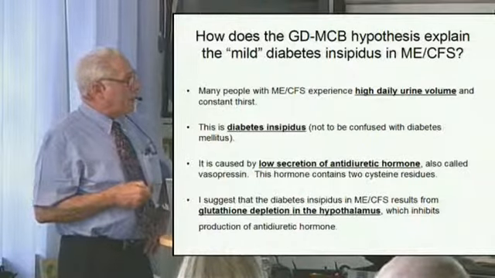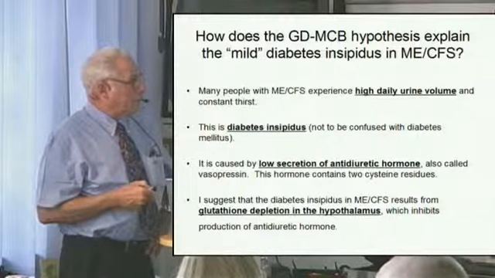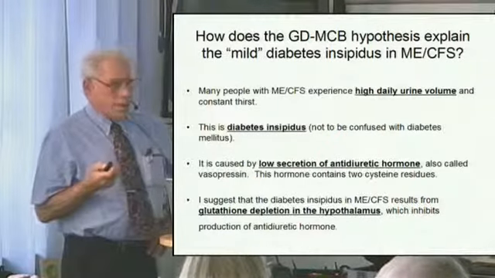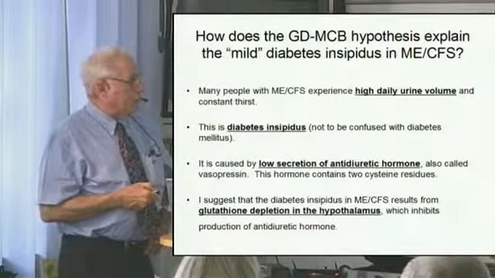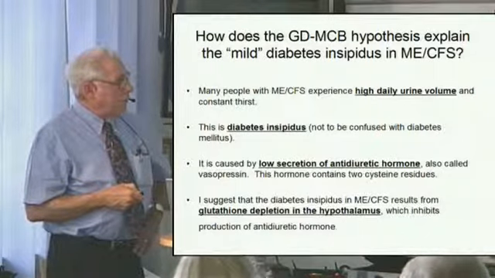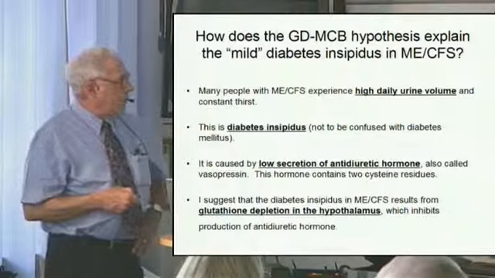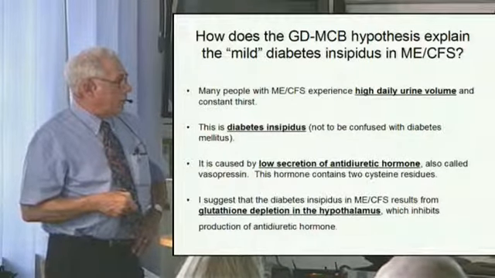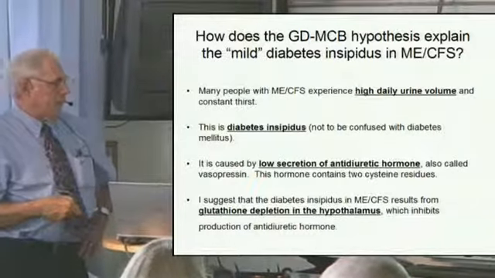Well, what about the so-called mild diabetes insipidus in ME/CFS? Now, you know, there are two kinds of diabetes. One is mellitus, which is the blood sugar, and this is the other one, diabetes insipidus. This one causes a high daily urine volume and constant thirst.